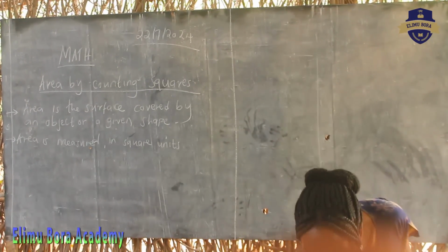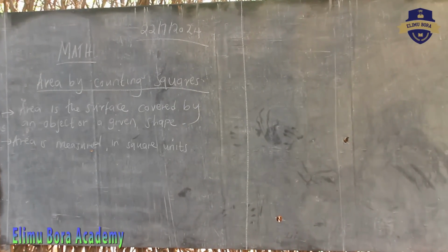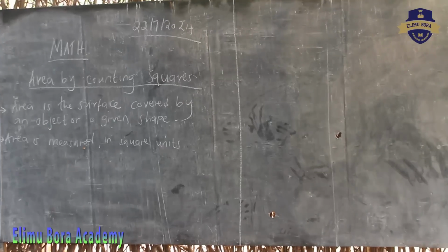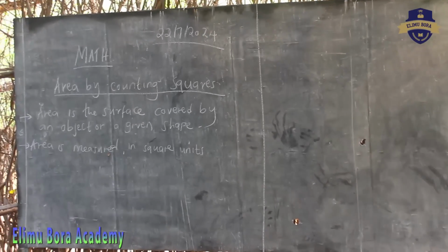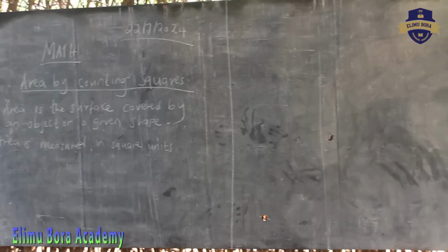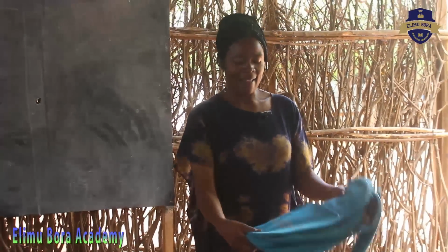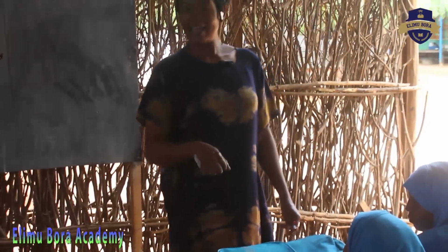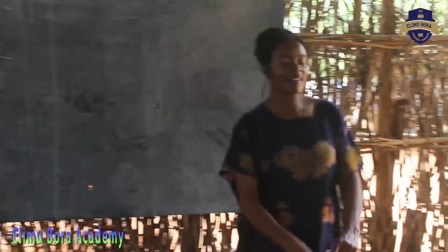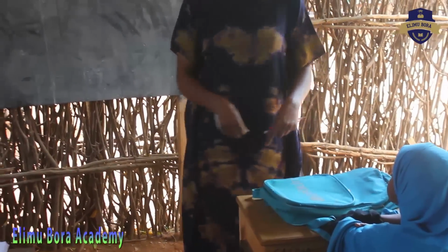We can have this bag here. When we place this bag on this desk, have you seen it? Before we placed this bag, the desk was empty. Now that we place this bag on this desk, we have got the space that has been occupied. This space, we now call it area. The surface that has been occupied by this bag is what we call area.